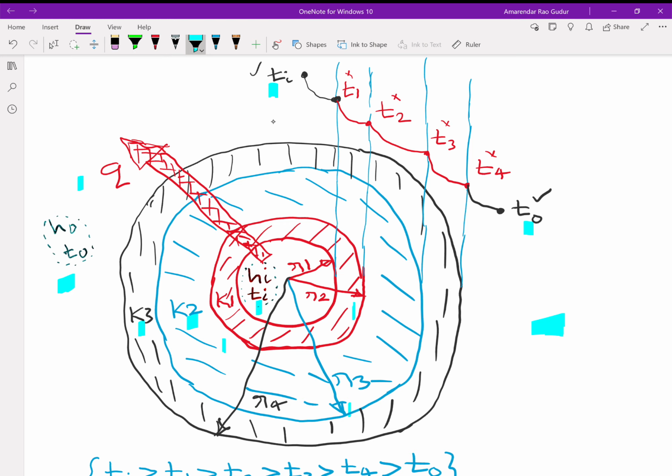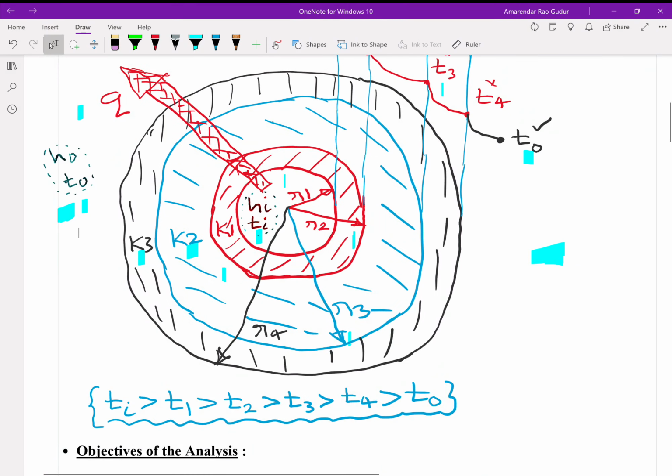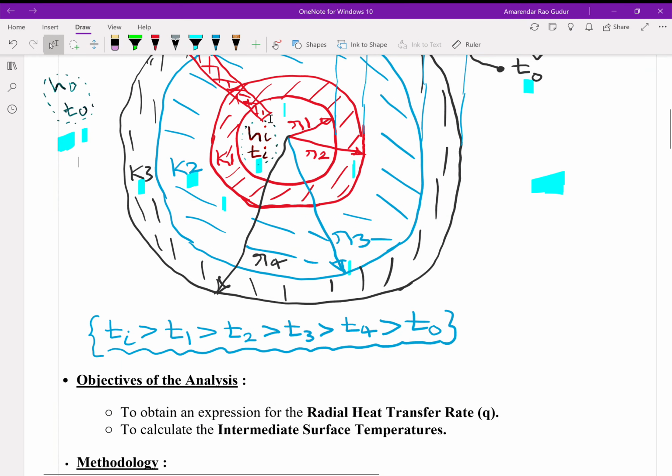And we'll be having driving force, temperature difference all along. So Ti is more than T1, promoting inner convection. T1 is more than T2, promoting conduction through first layer. And T2 minus T3 the basis for conduction through second layer. And T3 minus T4, this temperature difference is the basis for conduction through third layer. Then ultimately T4 minus T0 is the driving force for the outer convection. So we'll be having sustaining continuous temperature differences all along.